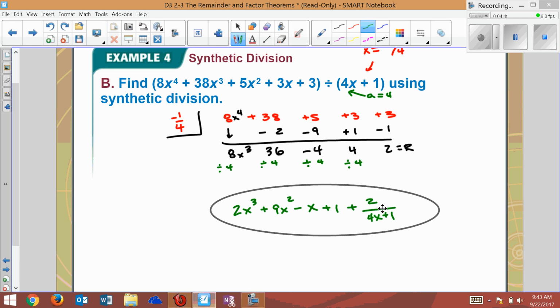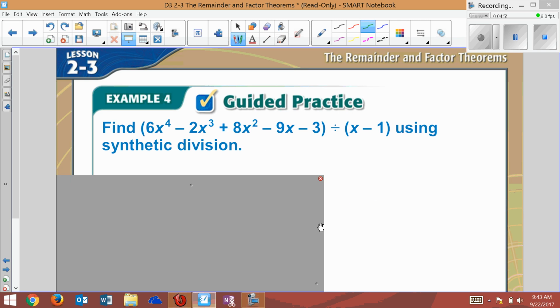The reason we don't have to do the 2 is because right here it shows it's divided by 4x. That's where that 4 comes from. And that's how you get your answer. All right, you try this one.